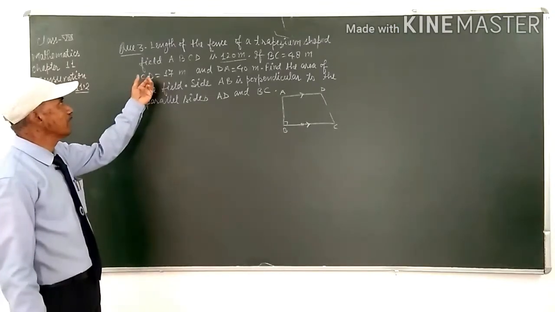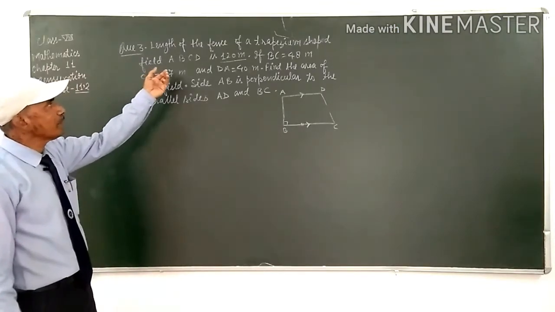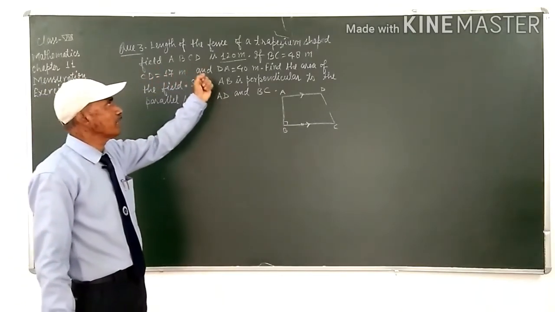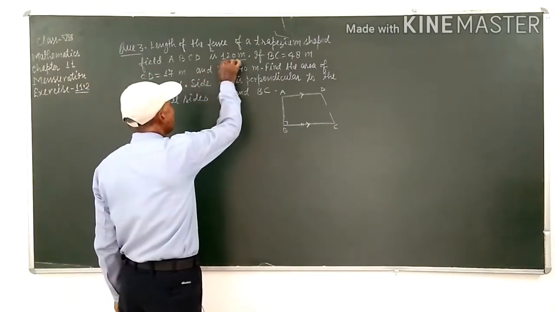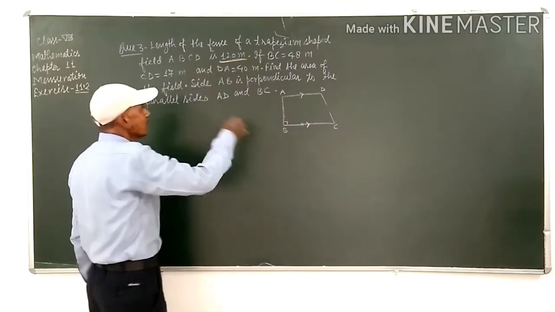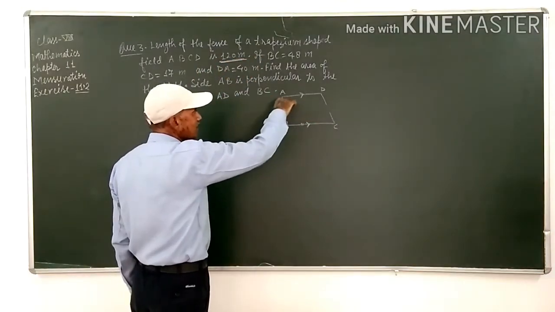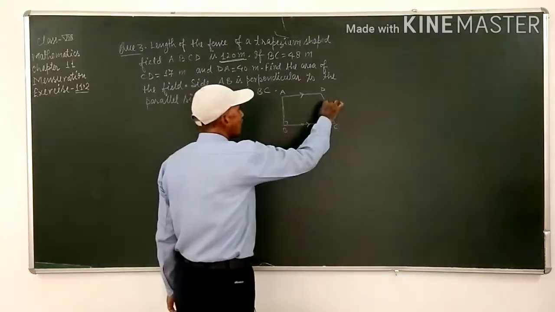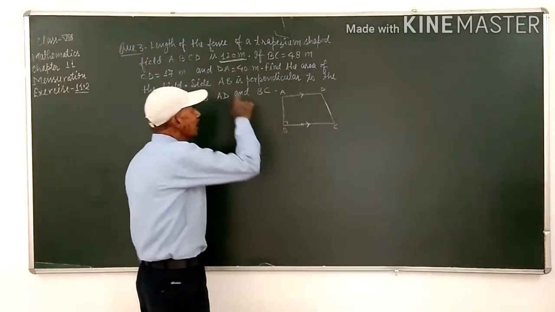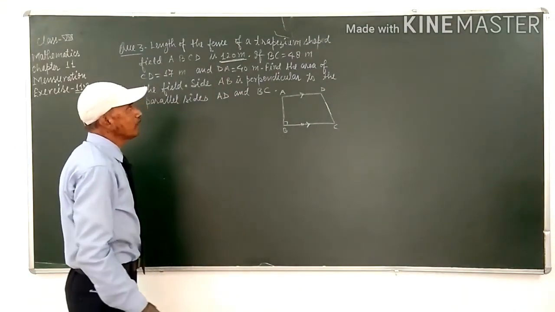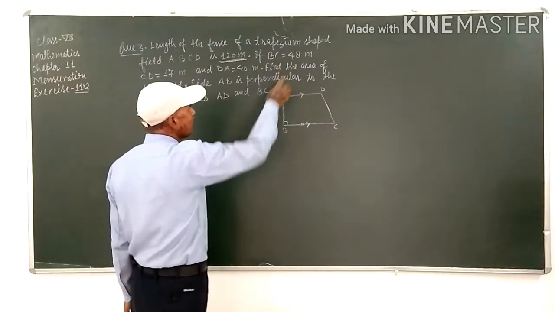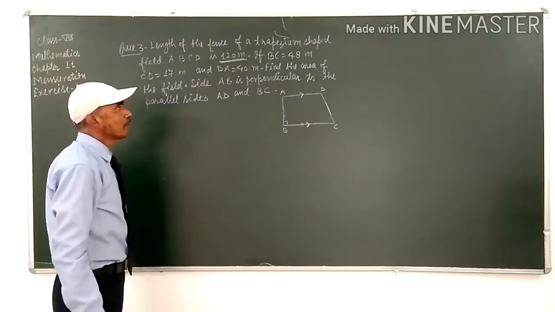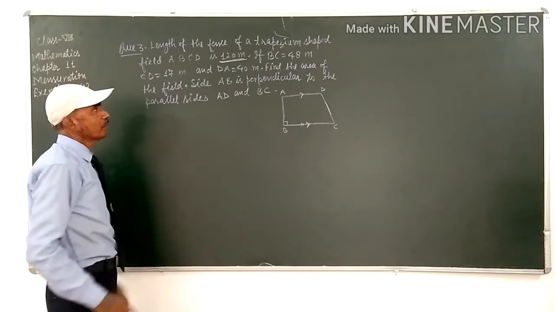This is question number 3, and in this question the length of the fence of a trapezium shaped field ABCD is 120 meter. This 120 meter is the length of the total boundary. Clear? It means the perimeter of the field is 120 meter. If BC is 48 meter, CD 17 meter and DA 40 meter, find the area of the field.